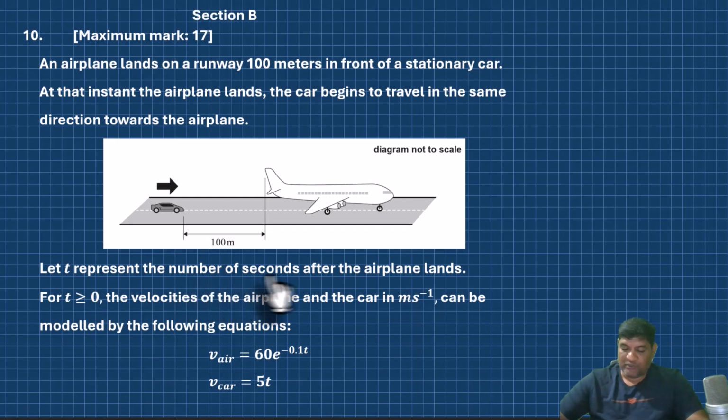t represents the number of seconds after the aeroplane lands. So the moment it lands, the time is 0, and then the time starts counting. And t is in seconds. Make a note of that, please. For t greater than 0, the velocity of the aeroplane and the car in meters per second can be modeled by the two equations given here. This is for the aeroplane and this is for the car.